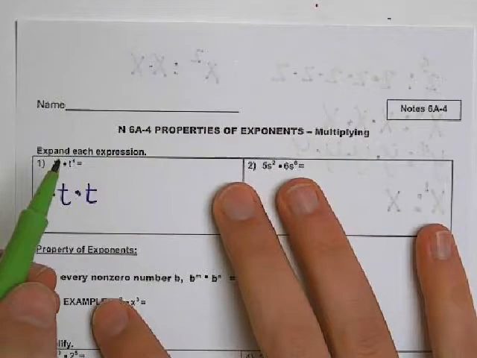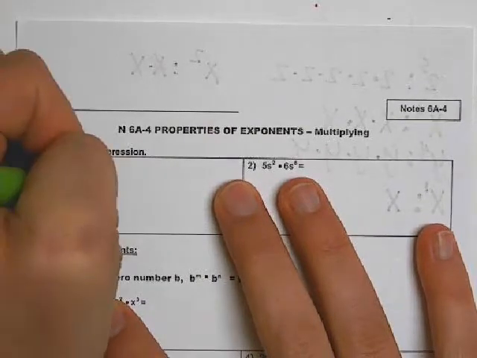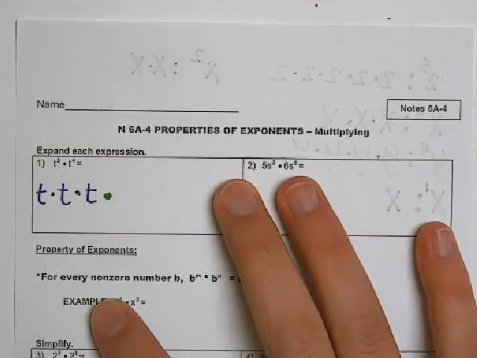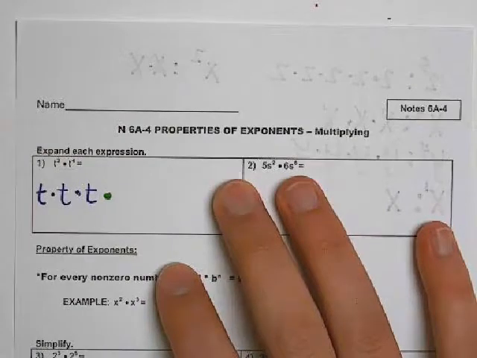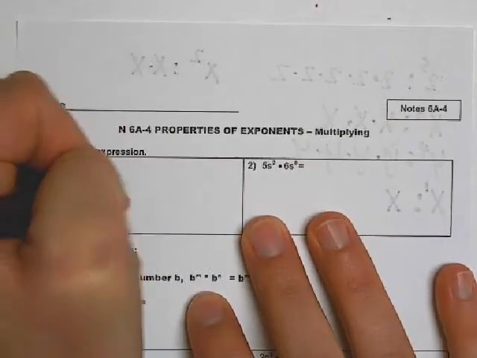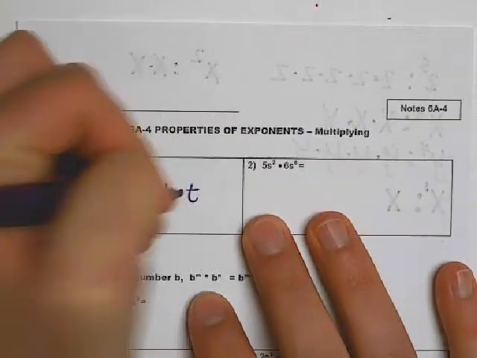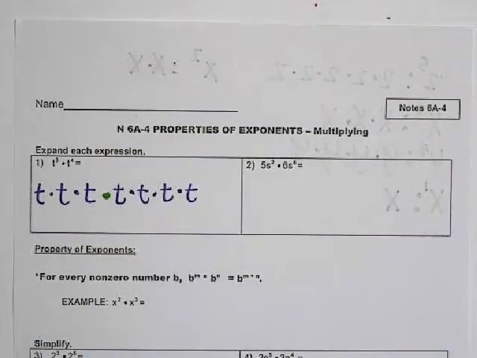Now, what's happening between t to the 3rd and t to the 4th? Multiply. So I'm going to multiply them together. And then on the other side, I have t to the 4th. So how many t's do I have? 4. 1, 2, 3, 4. Everybody should be writing that. Everybody write it? Okay, so I expanded it out. I've got it all written in front of me.